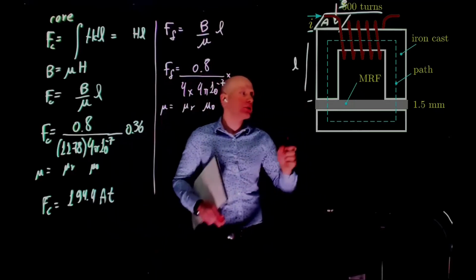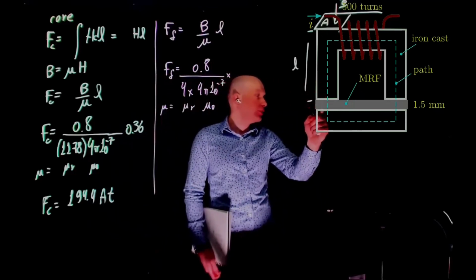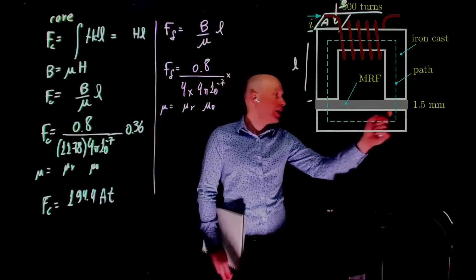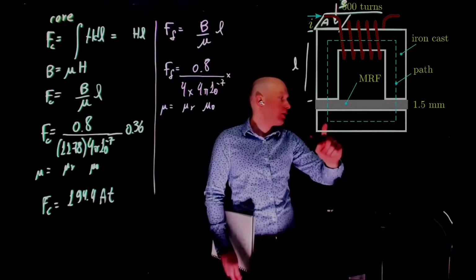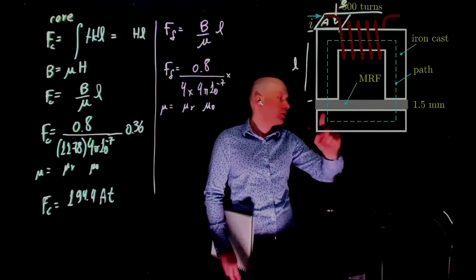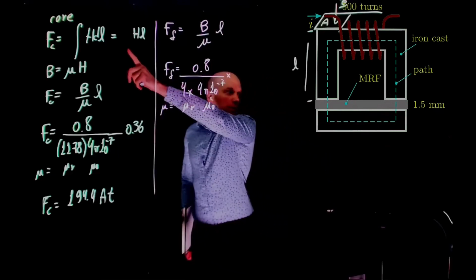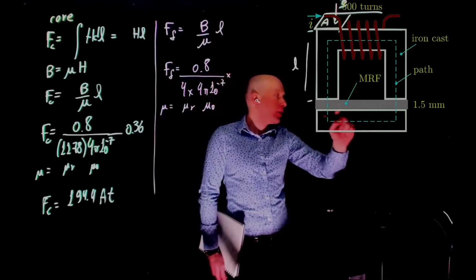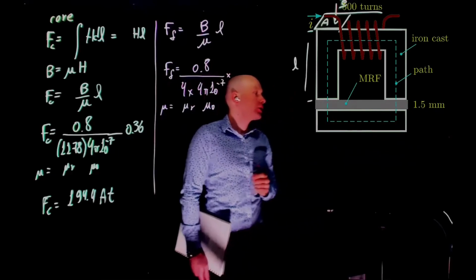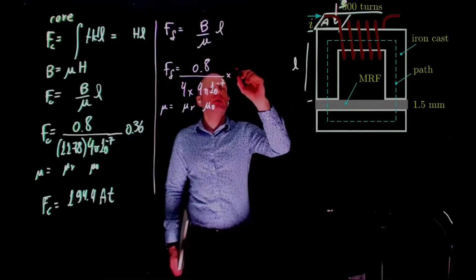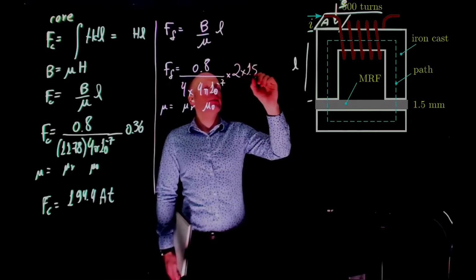That's 3 millimeters. So the magnetic flux goes down here, travels there, and goes up. Right? So goes down here, travels through here, which is already accounted for, right? In this calculation, and goes up through the fluid there. Right? So that's 2 times 1.5 millimeters.